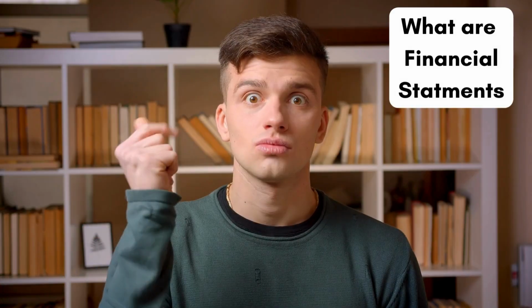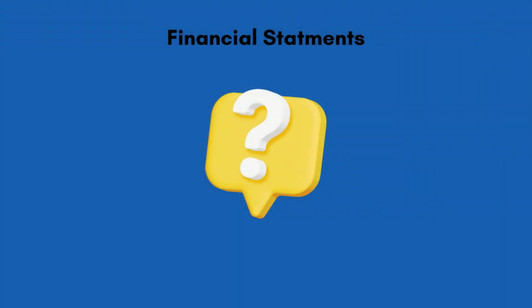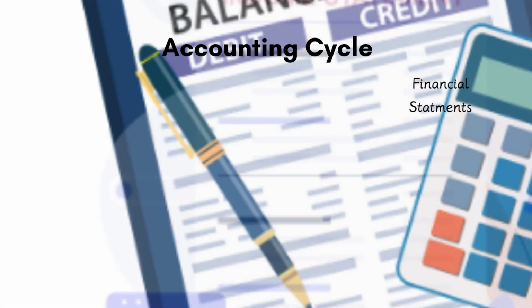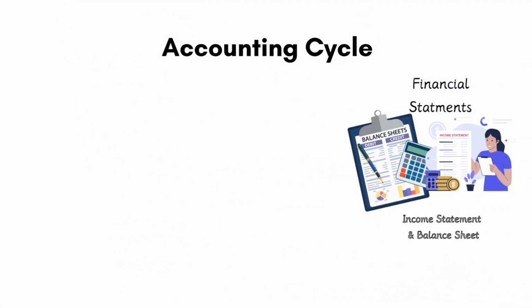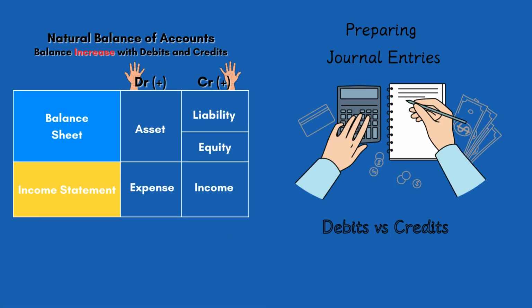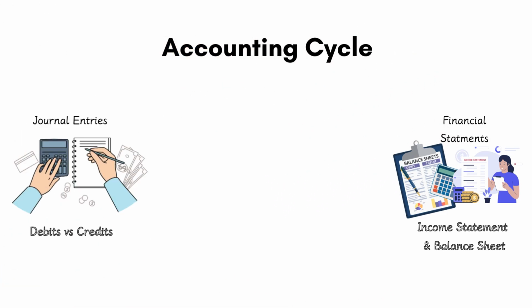In our first class, we covered what financial statements are, especially focusing on the balance sheet and income statement. These are major components of the end product, financial statements of our accounting process. In the second class, we learned about debits and credits and how to prepare journal entries. This is the first step in capturing transactions in our accounting records.